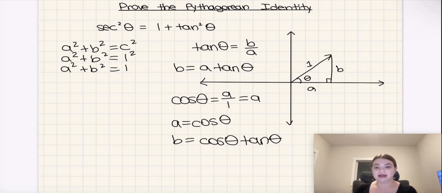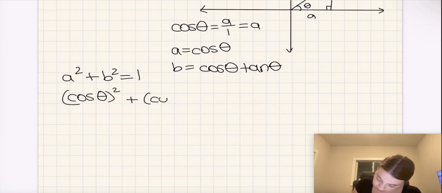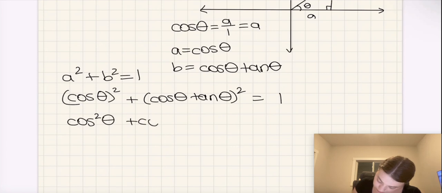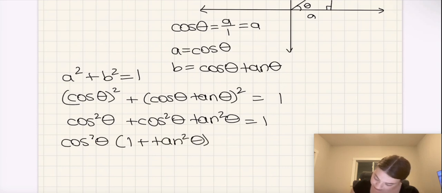So now I'm going to go ahead and plug in a equals cos theta and b equals cos theta tan theta into a squared plus b squared equals 1. Okay, so therefore cos theta squared, which is a squared, plus b squared, which is cos theta tan theta squared, is equal to 1. Therefore, we have cos squared theta plus cos squared theta tan squared theta is equal to 1. And then if we factor out a cos squared theta from both, we get that cos squared theta times 1 plus tan squared theta is equal to 1.